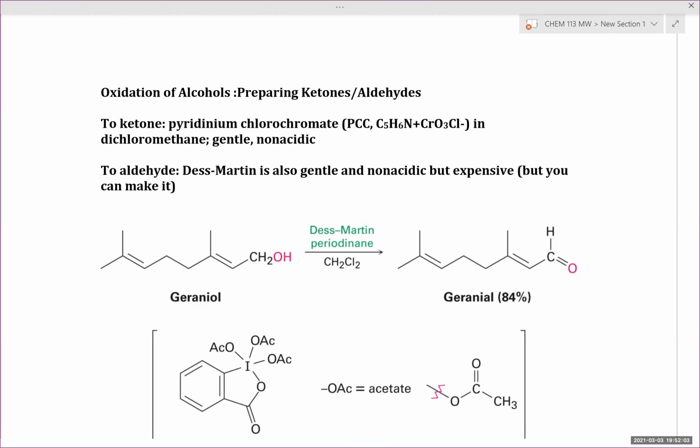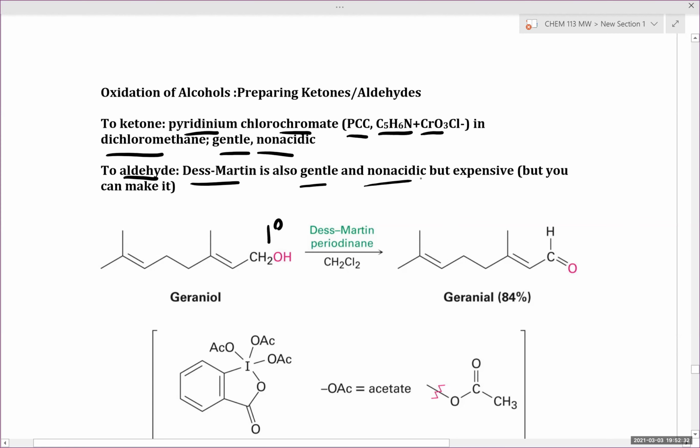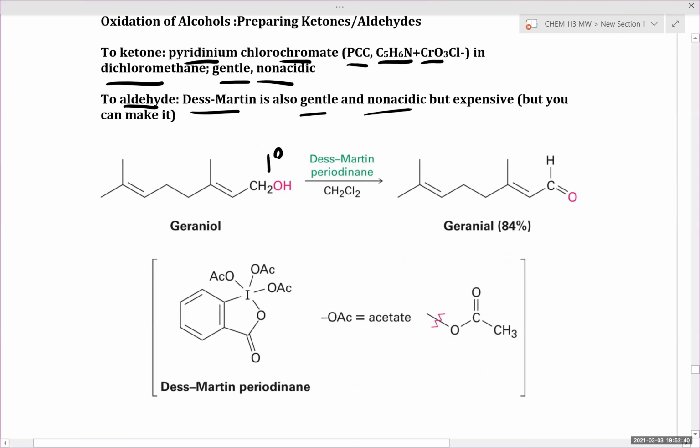It's pretty easy to oxidize an alcohol to a ketone. Pyridinium chlorochromate, also known as PCC, which is a combination of pyridine and chromium trioxide in dichloromethane, is gentle and works under non-acidic conditions. If you want to oxidize an alcohol, specifically a primary alcohol, to an aldehyde, Dess-Martin periodinane is a gentle and non-acidic reagent. The book mentions it's expensive, but you can make it, and it's pretty easy to make as long as you're careful. So the structure for Dess-Martin periodinane looks something like this.